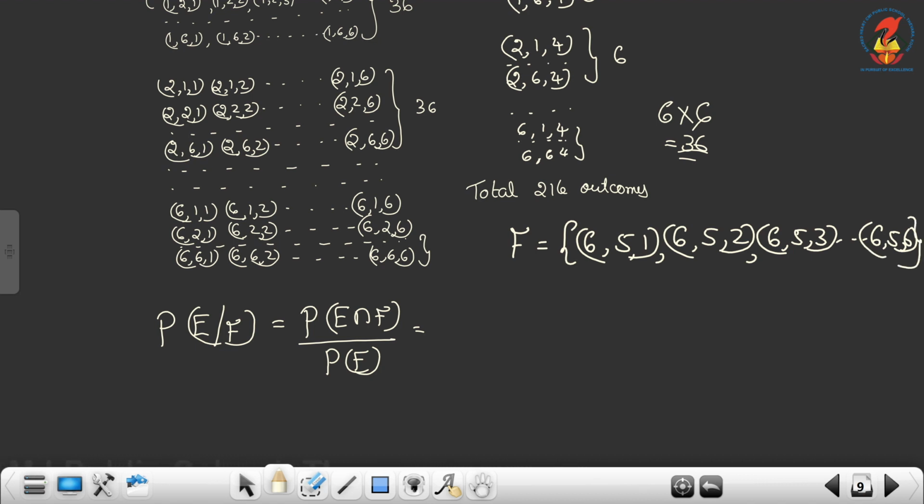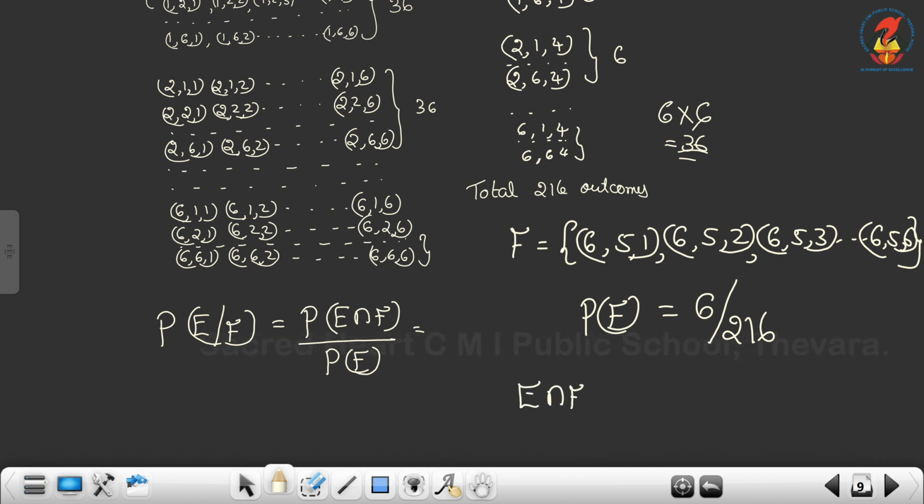The first 2 elements must be 6 and 5. So there are 6 elements in F. So P of F means 6 out of what? Out of 216. That is total number of outcomes, which is the random experiment, that sample space, that element you have to take as denominator. Okay. Now what is E intersection F?